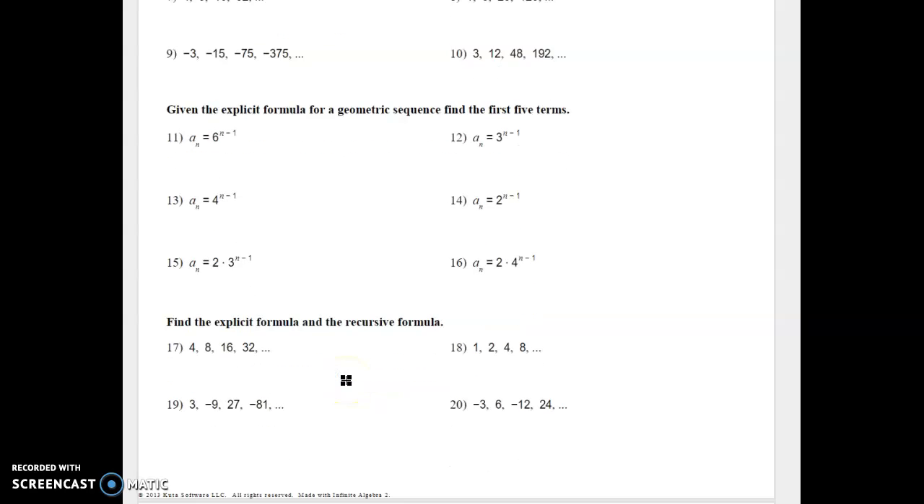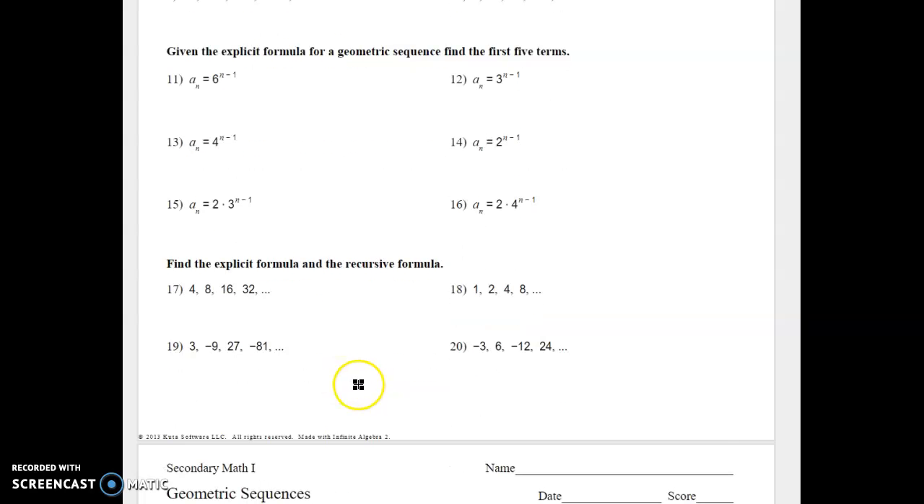Okay, so you said you had questions on sequences, explicit formulas, and recursive. So let's look at 11 through 16. I don't know if you have questions on using them. So if they want the first 5 terms, I just like to map out 5. So the first term is always found by substituting n equals 1 into the formula. So if I have 1 minus 1 is 0, so 3 to the 0 is equal to 1.